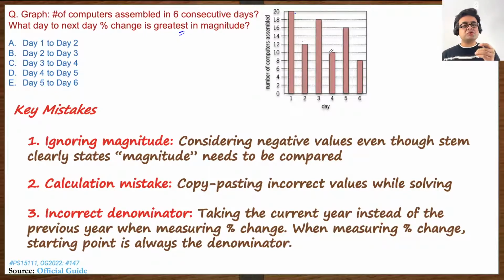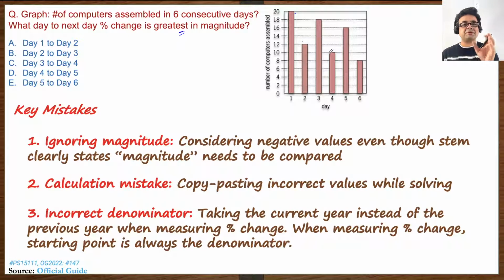And finally, choosing the incorrect denominator, and this is a very important and fundamental mistake people often make. When you are calculating anything that creates a percentage change, always take the current year versus the previous year. Whatever percentage change you are measuring, the previous year or the previous day is the more important. Taking the current year will cause an issue.